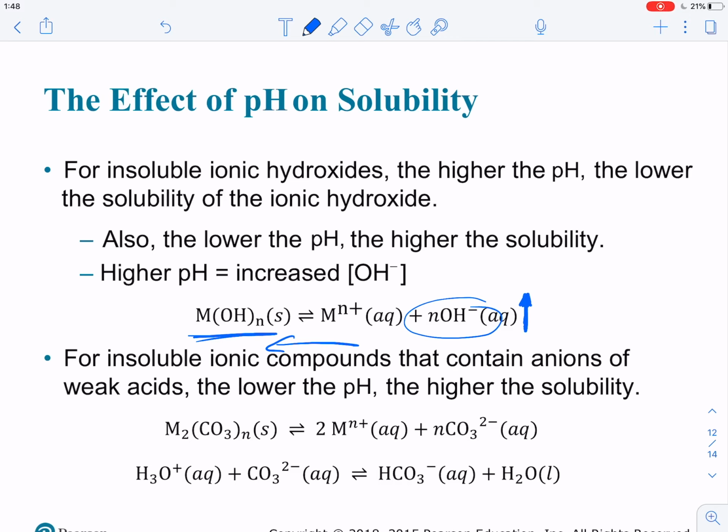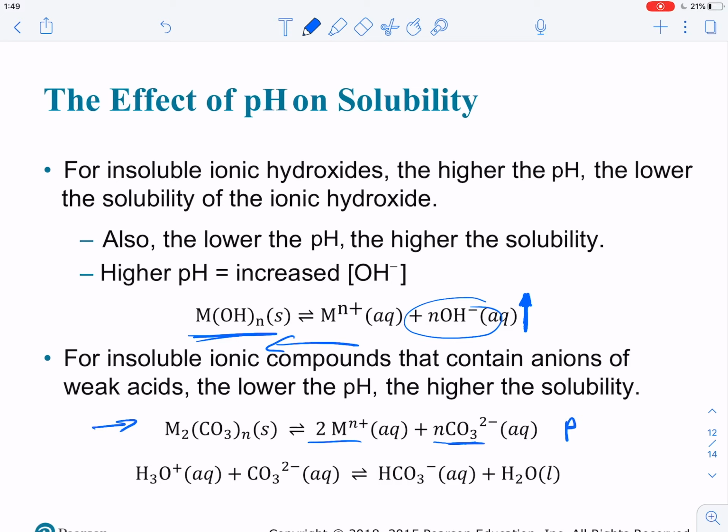The same thing can be applied to any other salt that will have an acid-base equilibrium. So in this particular case, you have a carbonate. The equilibrium with carbonate is, as shown, the metal ion plus the carbonate. With an acid-base equilibrium for carbonate, what's going to happen if you increase the pH?